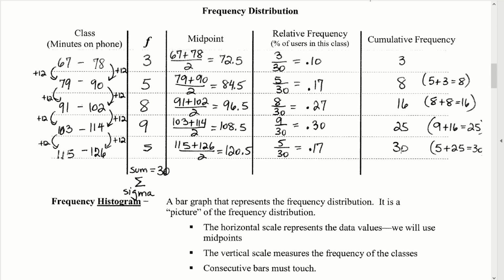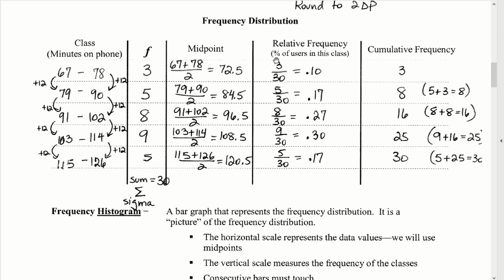And this is a hallmark of cumulative frequency in that the very first cumulative frequency is the same as the frequency of the first class, and the very last cumulative frequency is equal to the sum and the total in your data set.